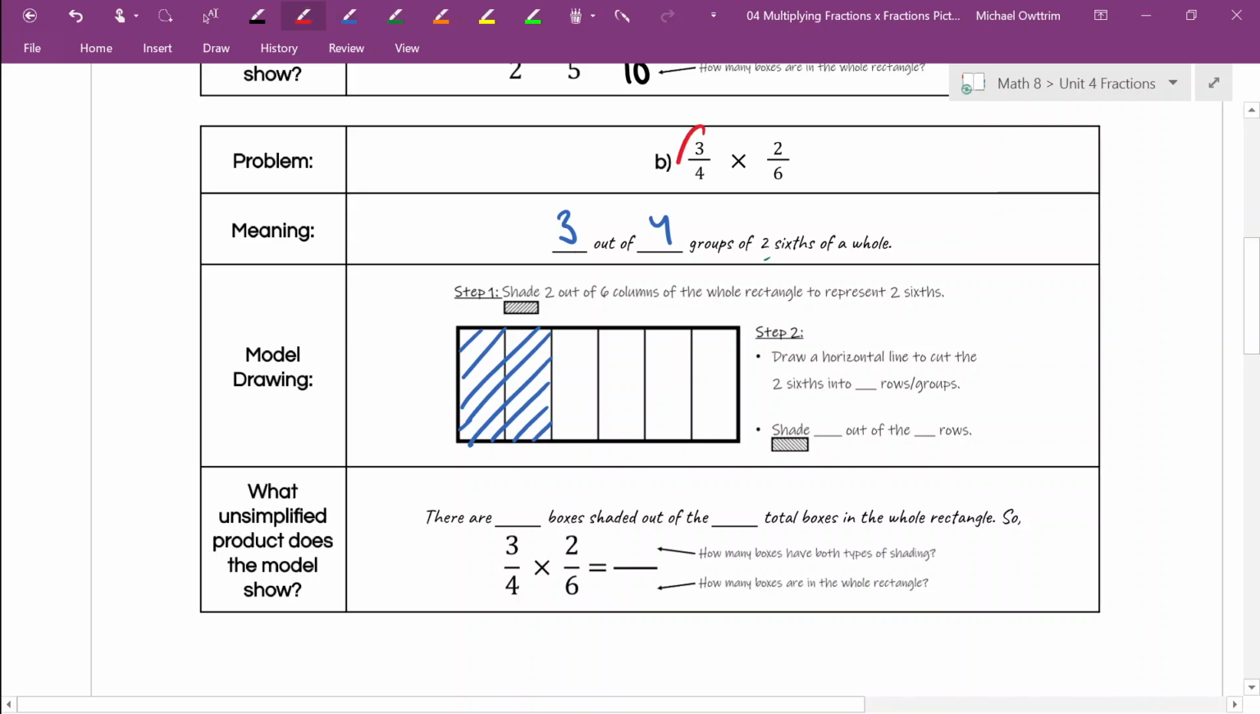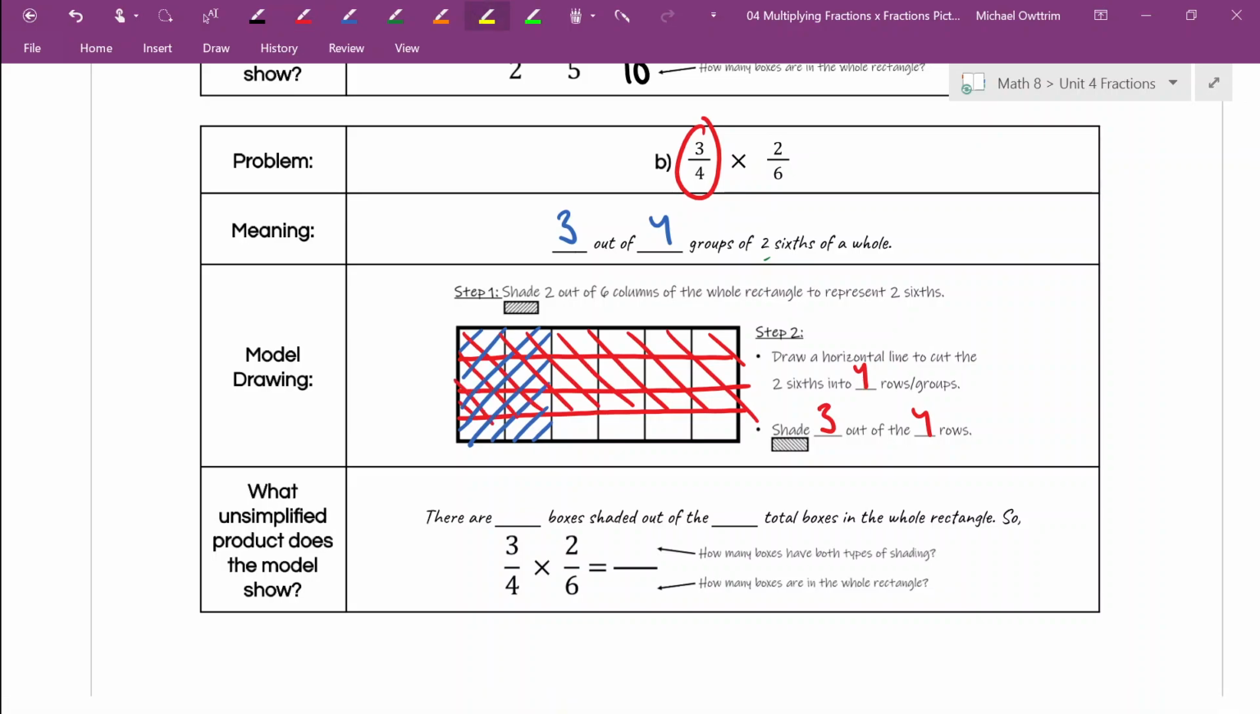Now, we are only keeping 3 out of our 4 rows, or 3/4 of that 2/6. So we're going to need to split it into 4 rows, and then we're going to shade 3 out of those 4 to represent that first fraction. So let's split it into 4 equal rows, or as equal as within reason. And we're going to shade 3 out of those 4, like so.